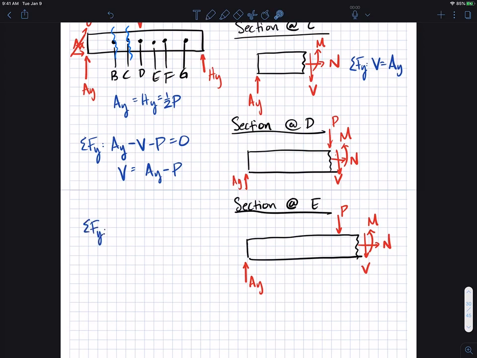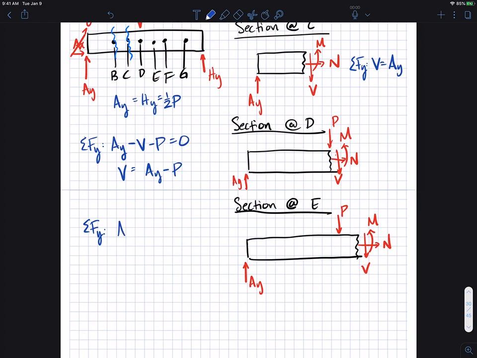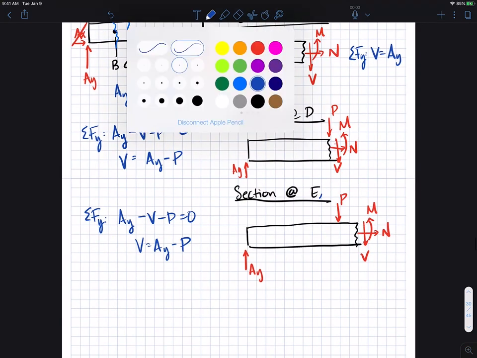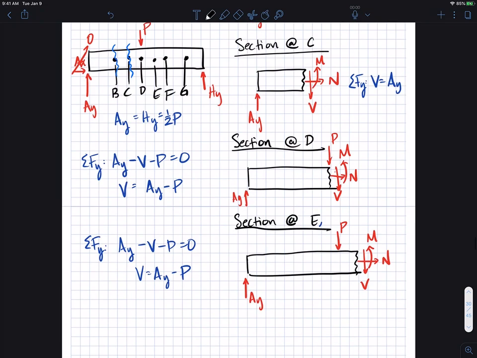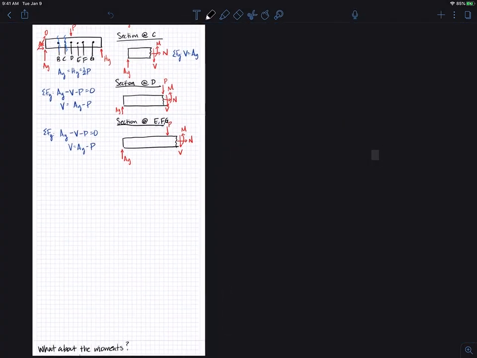Hopefully you can see that these two diagrams, this one here and this one here, are exactly the same. And so there's not going to be any difference in the equation that we have. AY comes up, minus V minus P again. And so now shear is again the same, right? And this would be the case for E, F, and G. Nothing's going to change until I get all the way over to HY. So let's go ahead and plot this. Now, see if I can get this to work.